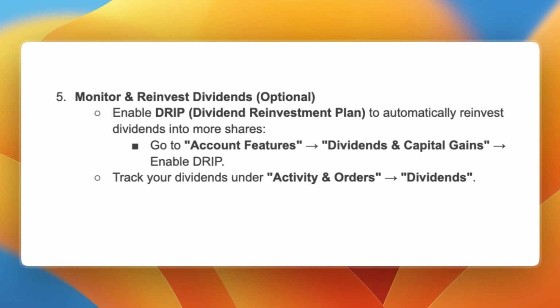So you can enable DRIP, which is a dividend reinvestment plan to automatically reinvest dividends into more shares. If you would like to do that, go to Account Features and then Dividends and Capital Gains and enable DRIP. Then you can track your dividends as well under Activity and Orders and then Dividends. So now you know how to buy dividend stocks on Fidelity.